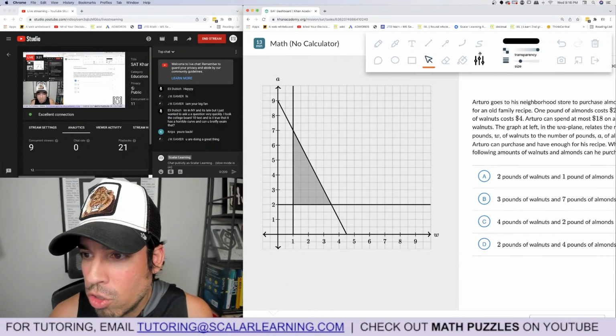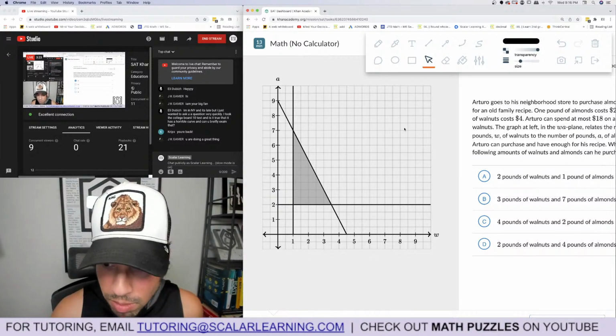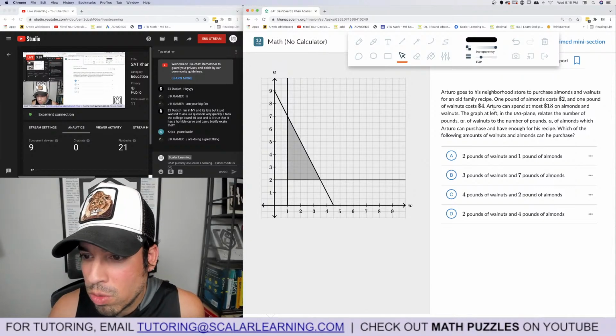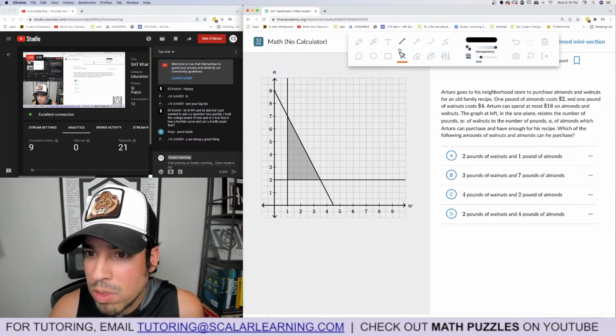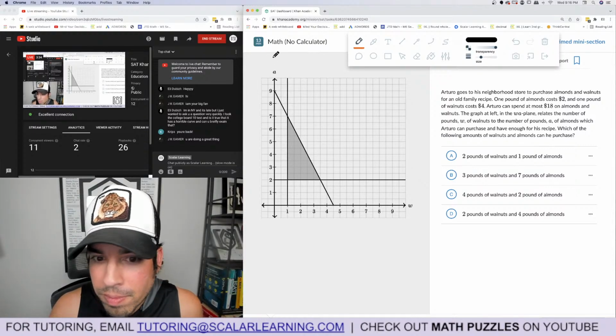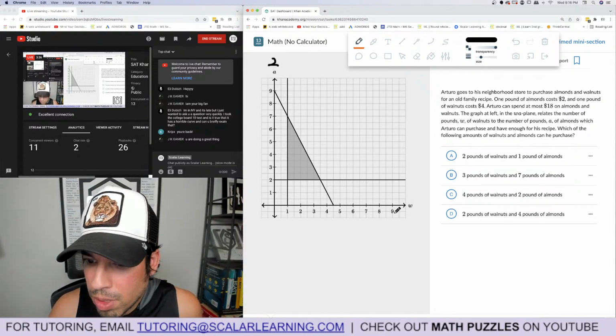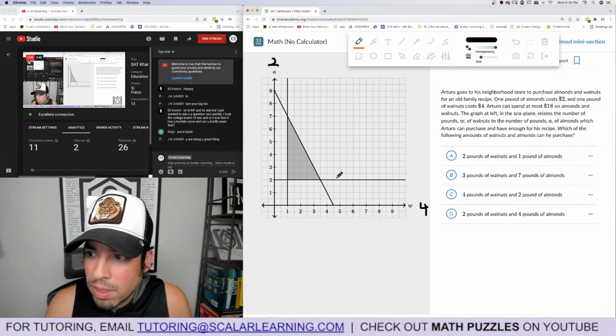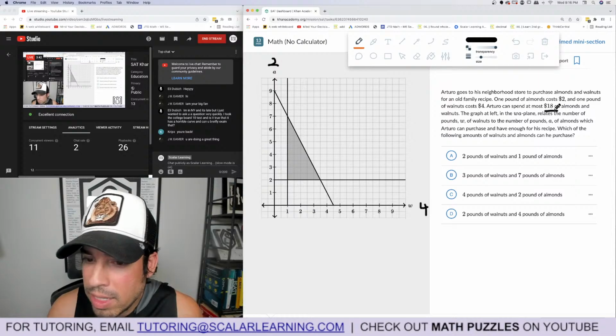Okay, next. Arturo goes to his neighborhood store. Nope, see, I'm zoomed in too much. It's getting weird. So Arturo goes to the neighborhood store to purchase almonds and walnuts for an old family recipe. 1 pound of almonds costs $2. And 1 pound of walnuts costs $4. Okay. And Arturo can spend at most $18.